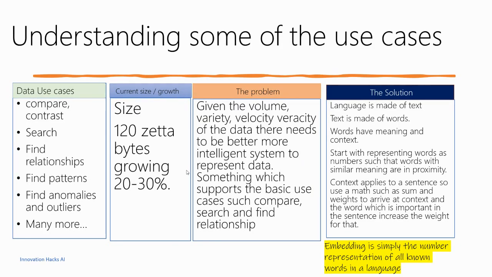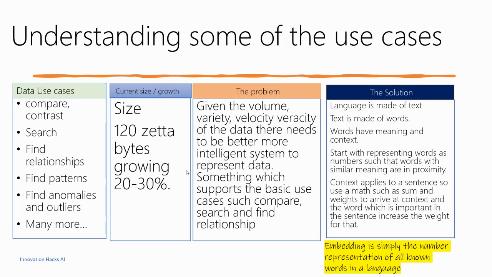And then once you actually have a series of words, then context applies to the sentence, so that you can use math to take the sum of all the weights of the numbers to arrive at the meaning of the sentence. Obviously, some words in the sentence would be more important than others. That's where attention comes in, so you put attention on those words and you increase the weights on those words, so they have a heavier weightage compared to the others.